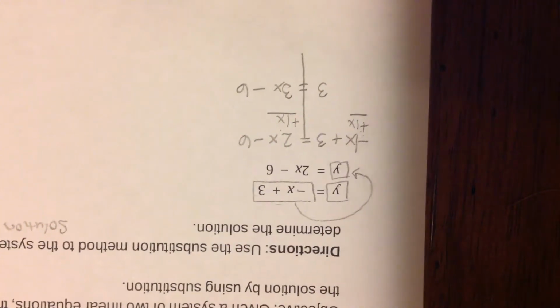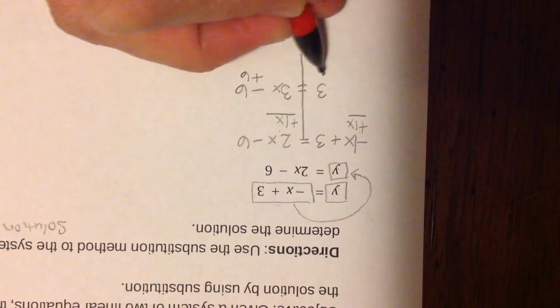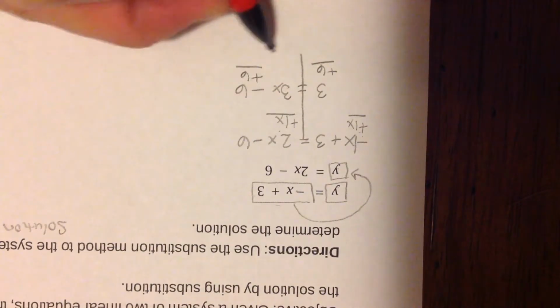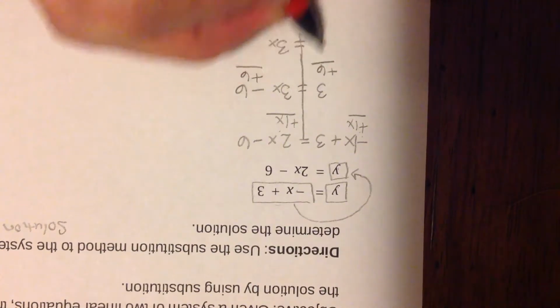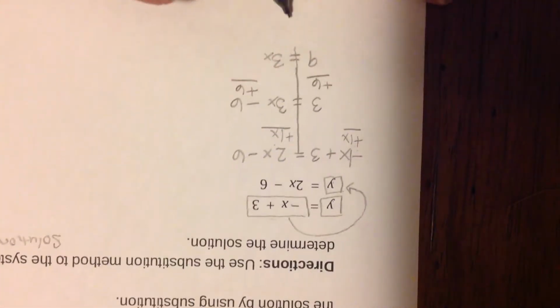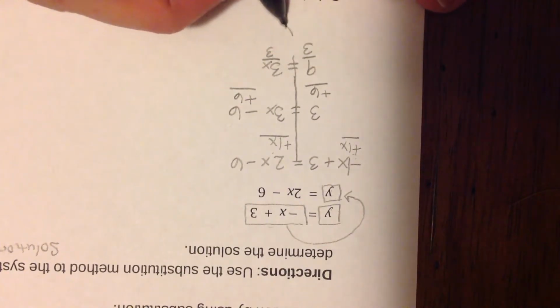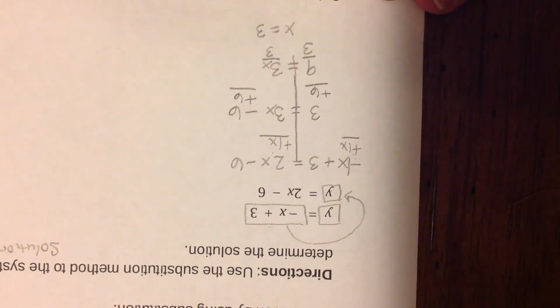Now it's a two-step equation. I want to get rid of adding and subtracting first. I get rid of minus 6 by adding 6. So over here, this is 0, I'm only left with 3x. And on this side, 3 plus 6 equals 9. To solve for x, I just divide both sides by 3, and x equals 3. 9 divided by 3 is 3.